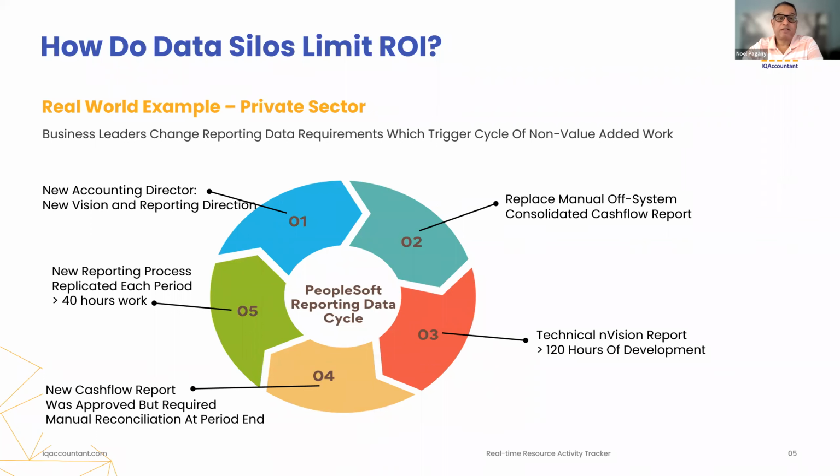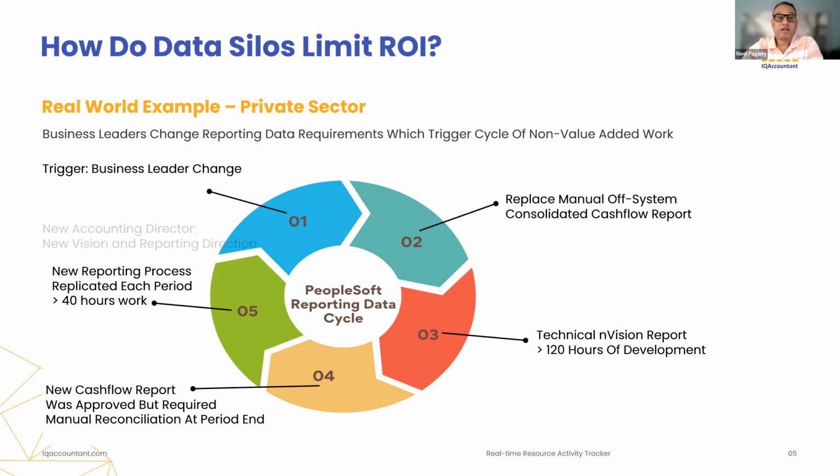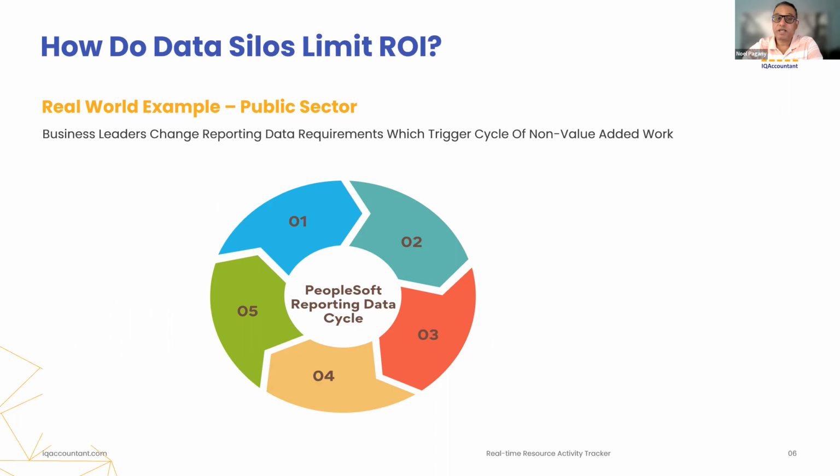However, this was not the end of the cycle. The accounting director was replaced, and the new leader came in and actually threw the Envision report in the garbage and built his own. So quite a bit of waste there in this process. In another example, in the public sector, we had a new CFO that was put in place with the direction to control cash flow to budget.